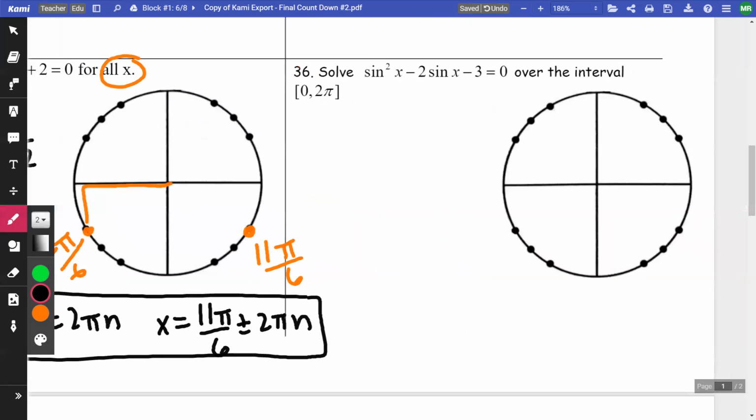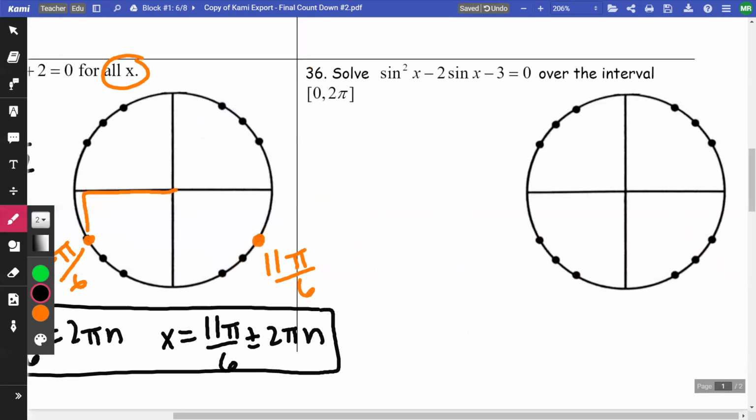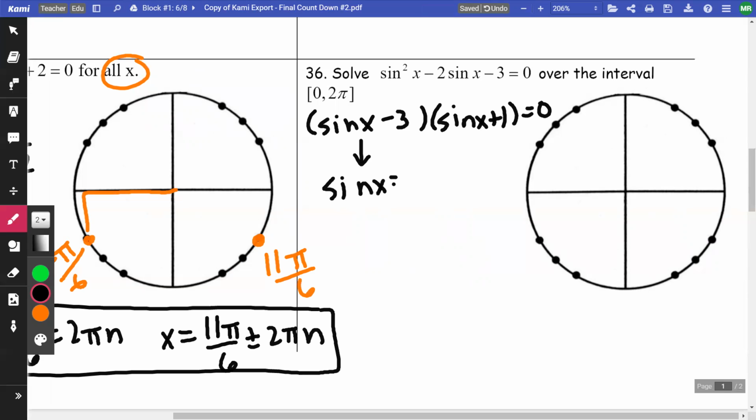On 36, this one I'm going to factor because I have a sine squared x, a sine x, and a constant. I'm going to have a sine x in front of both factors. I'm thinking a negative 3 and a positive 1 to get me the negative 2. So this is going to be sine x equals 3, and this is going to be sine x equals negative 1, and we want to do it from 0 to 2π.